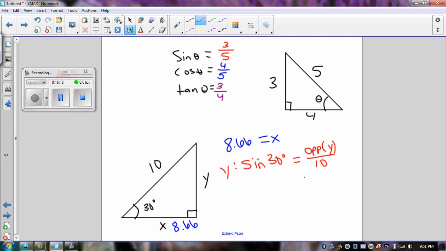Alright, now I'm going to plug in sine of 30 degrees. Once again, make sure you're in degrees. And sine of 30 degrees is one of those special angles. It's probably one you should remember. It's 0.5. So anytime you take sine of 30, it's going to be 0.5.